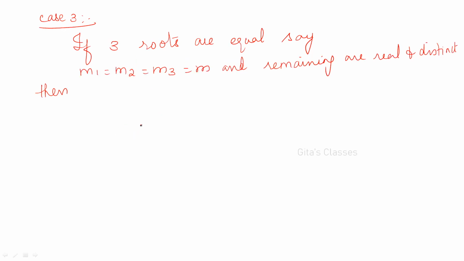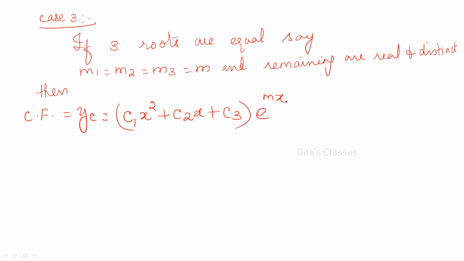And next, sometimes three roots are repeated. So assume that m1 is equal to m2 is equal to m3, if these three are same and remaining roots are real and distinct. Then our complementary function yc is equal to, now we have three constants we have to incorporate. Whenever you have repeated roots, that should be reflected only in the constants. So three roots means c1 into x squared plus c2 into x plus c3, into e power mx, the repeated root, plus c4 into e power m4x.